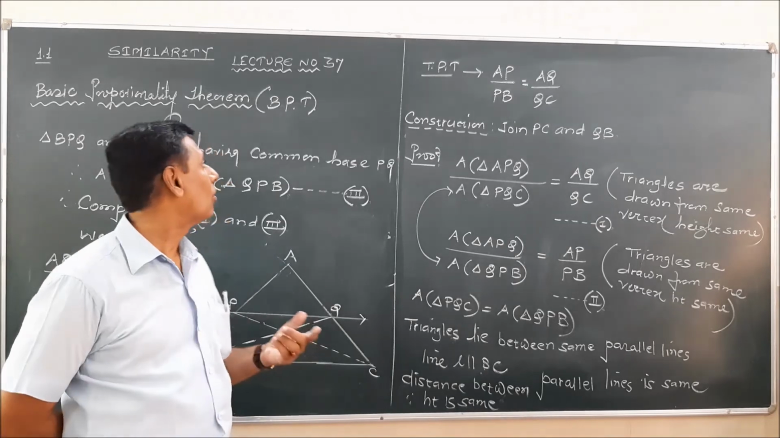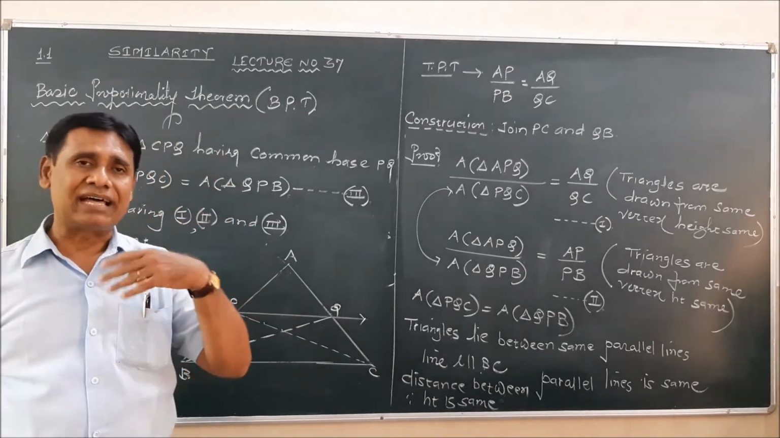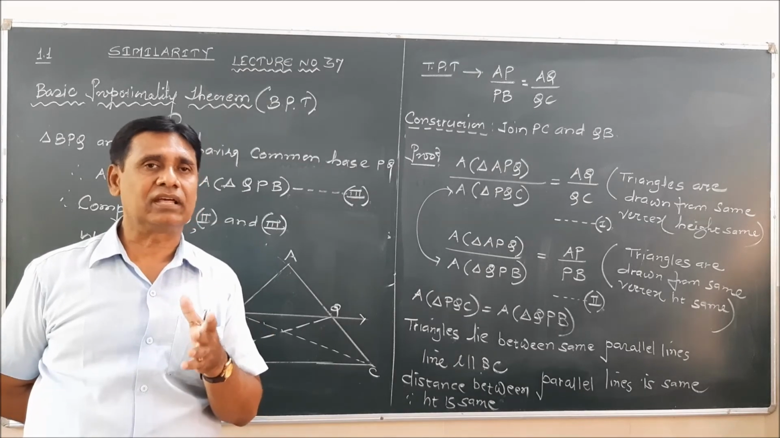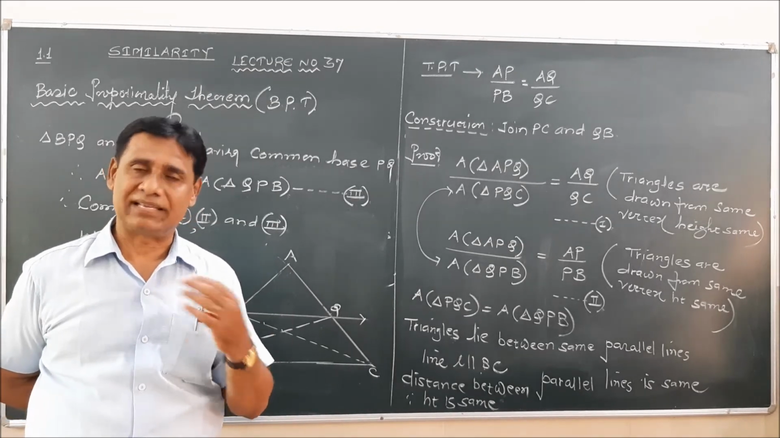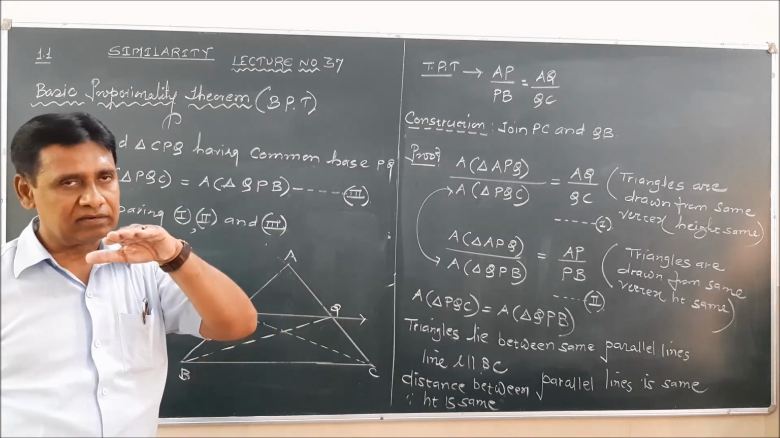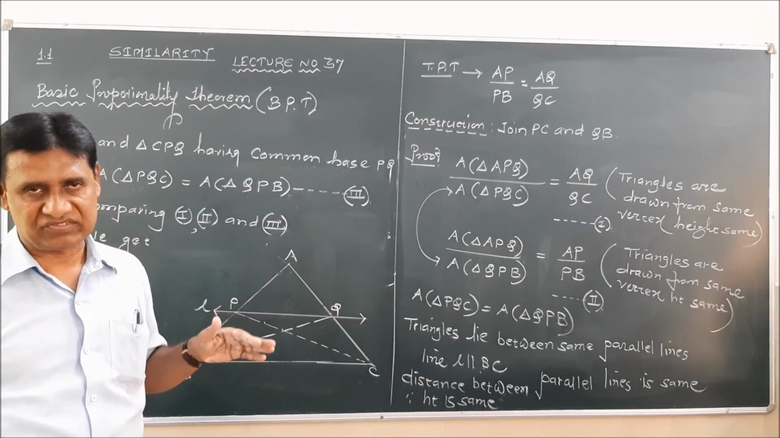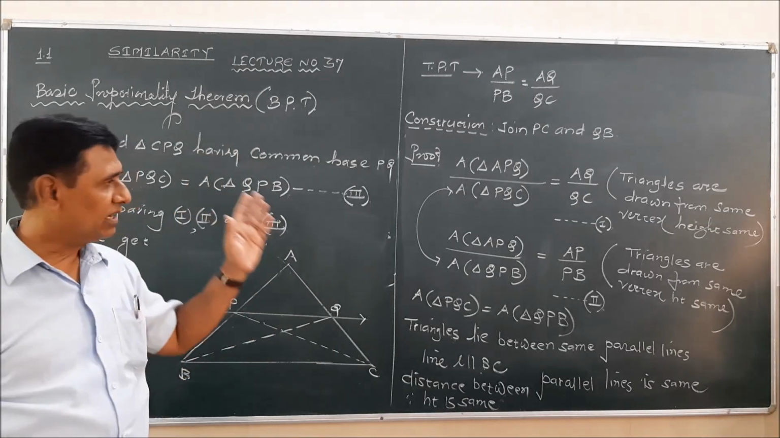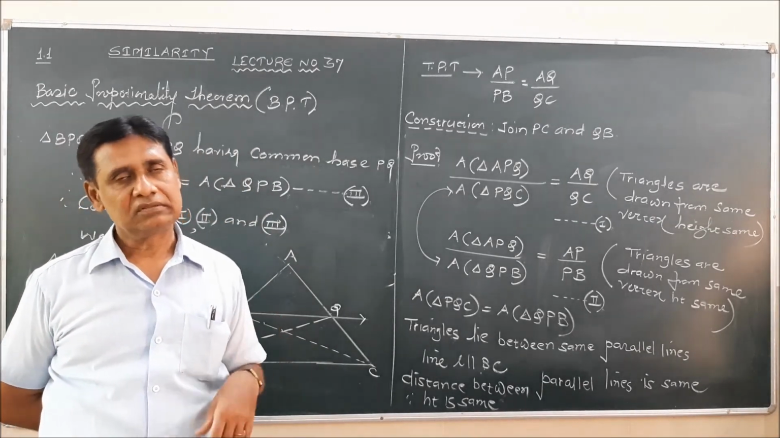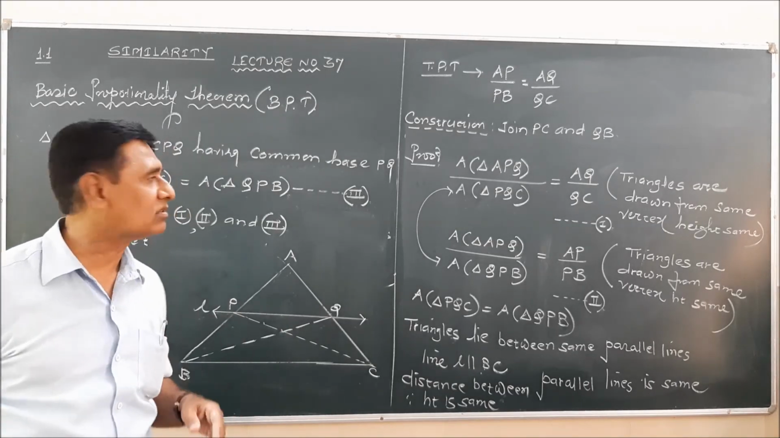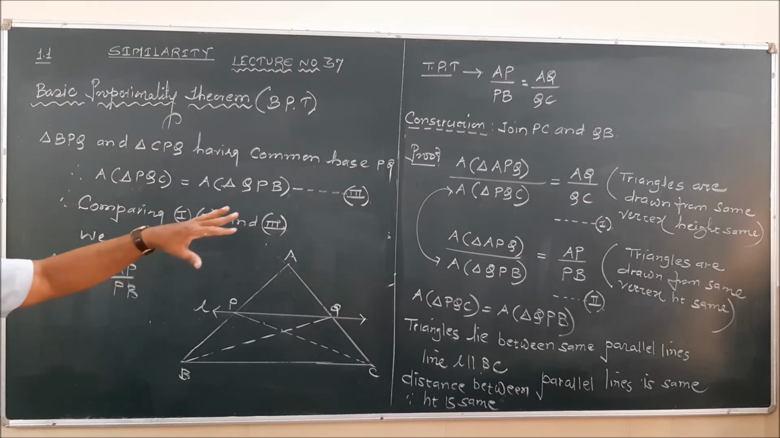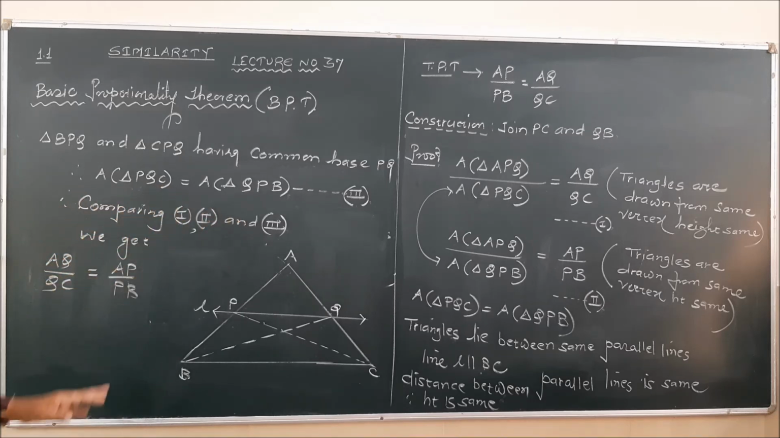I'll be back for lecture number 38. That time I will teach you the next important theorem, which is called angle bisector theorem. And there is one more theorem, the property of three parallel lines, on the intercepts made by three parallel lines on transversals. I'll explain you both the theorems in lecture number 38. But this theorem is very important from examination point of view.